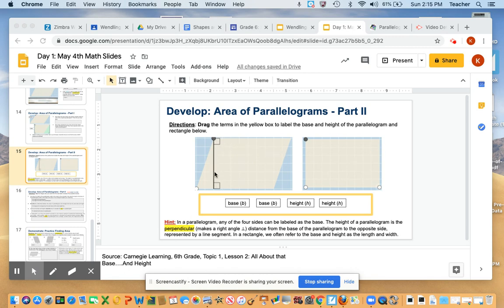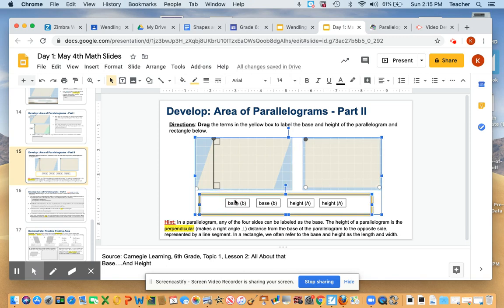So this would be our height of a parallelogram, and that leaves us either the bottom or the top as your base. It doesn't matter which one because they're the same exact thing. So again, you are going to grab onto this box, and label it.